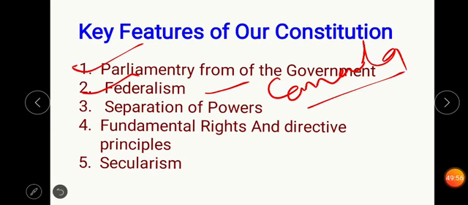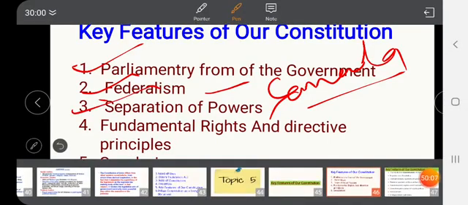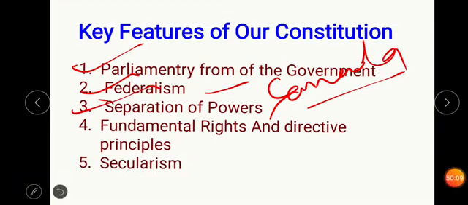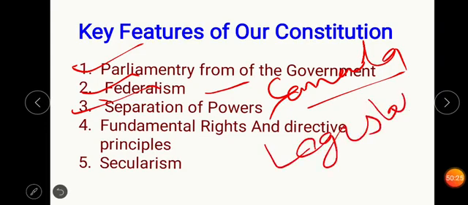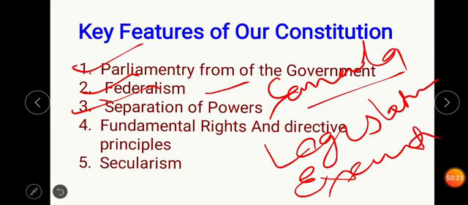This is the second feature of the constitution, and the separation of power we have already discussed here. In the separation of power, the Indian constitution provides for three organs of the government: the executive, legislative, and judiciary. The legislature is lawmaking. What is the executive?